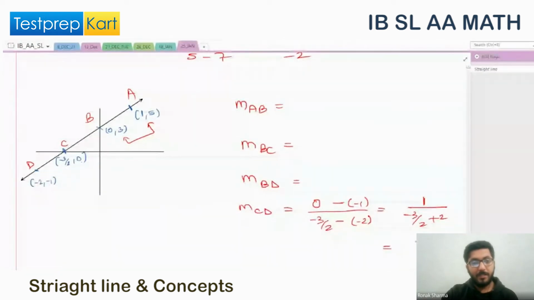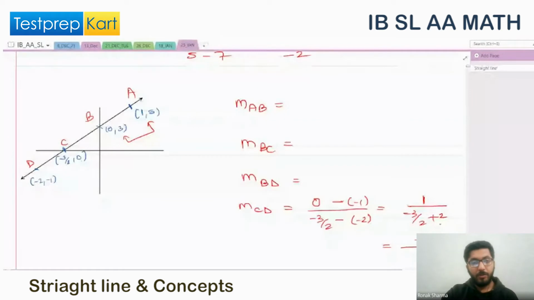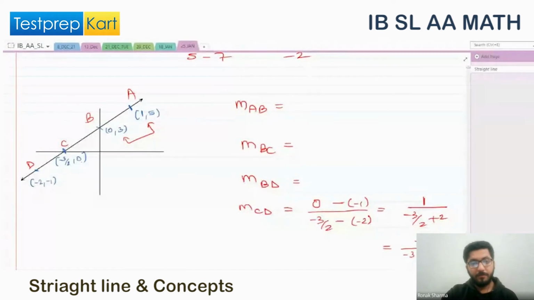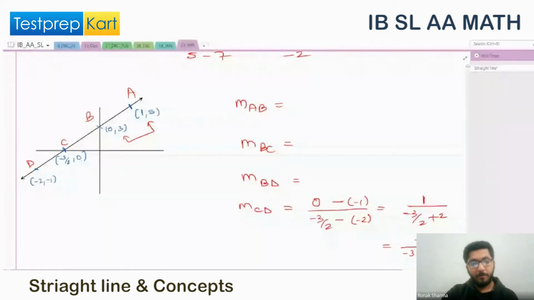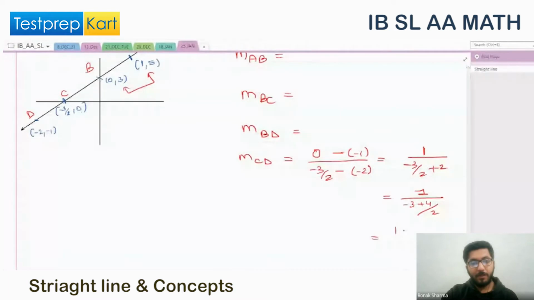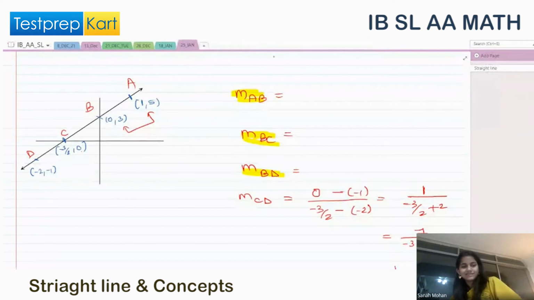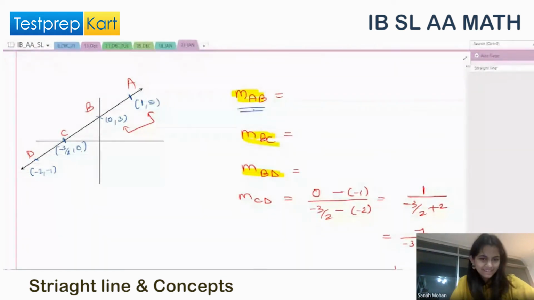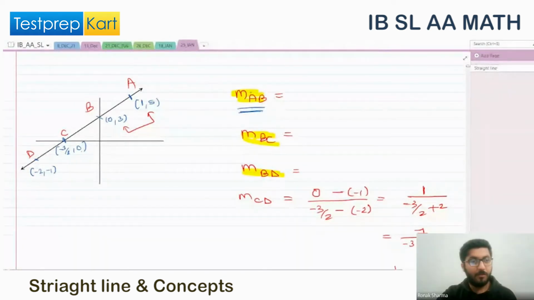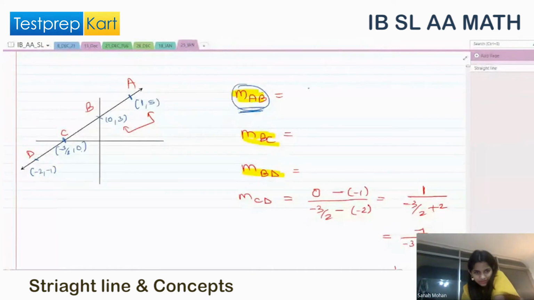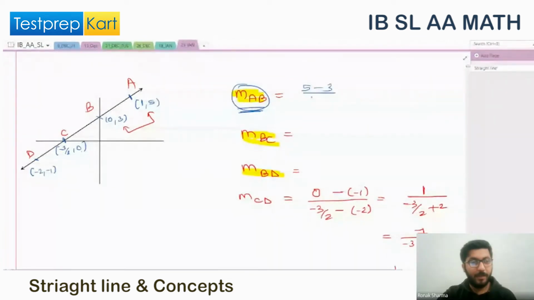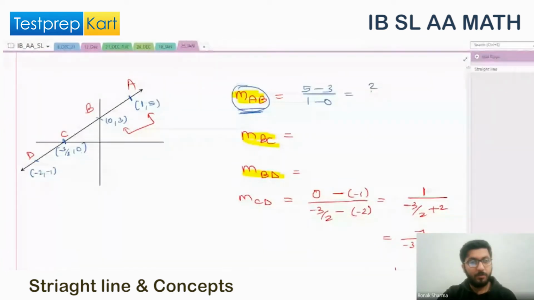We know how to take LCM. 2 into 2, 4. 4 minus 3 is 1. So 1 over 1 by 2. The answer is 2. Similarly, calculate for all three. Come on. AB is 2: 5 minus 3 by 1 minus 0. So 2 by 1 is 2.